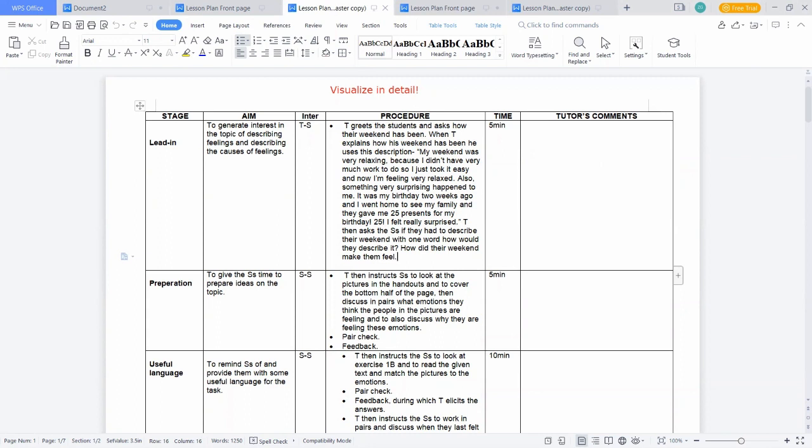Here's the detail that I'm talking about. You greet the students and ask them how their weekend has been. I did this because I wanted them to describe the causes of their feelings.